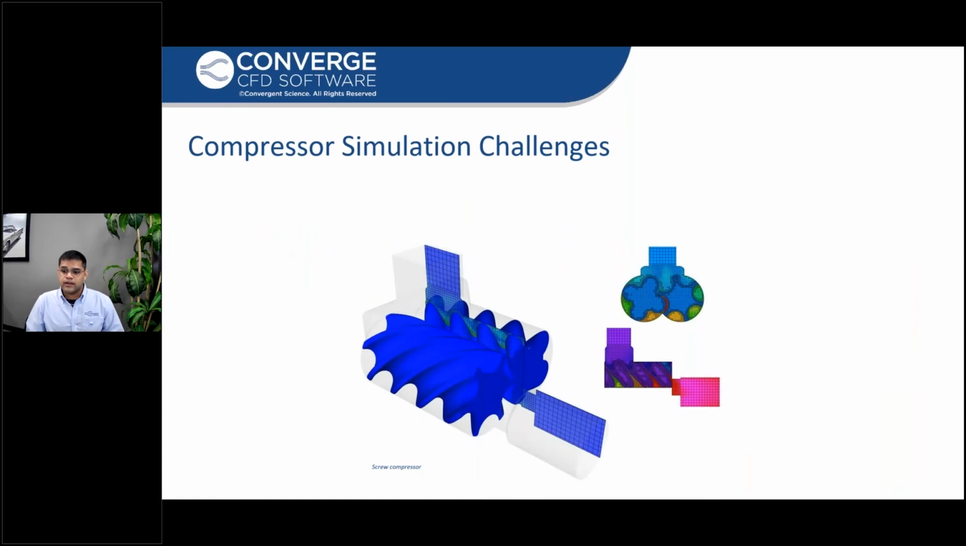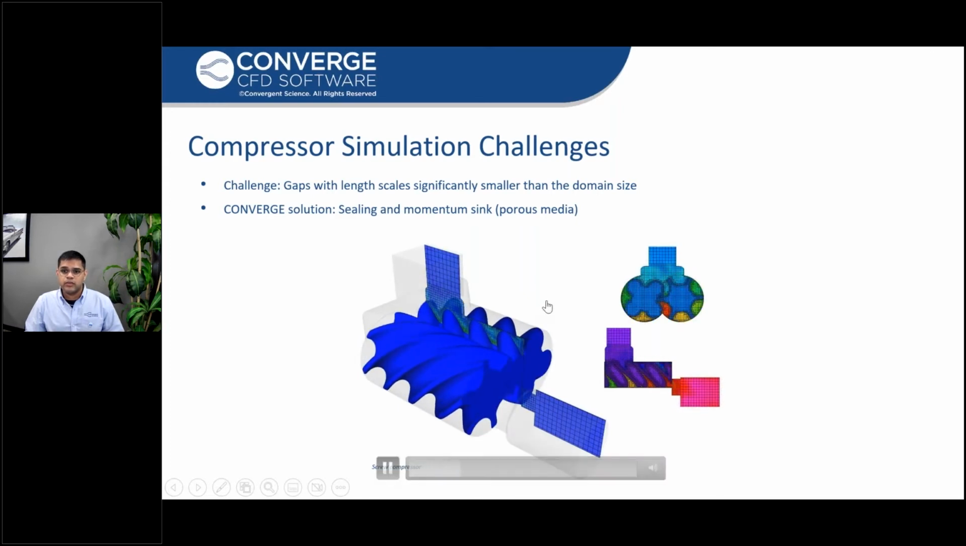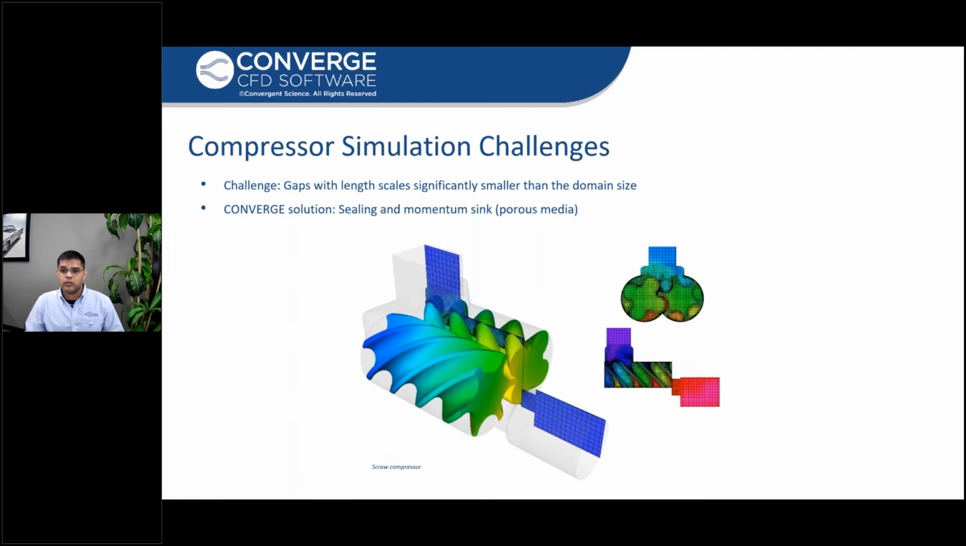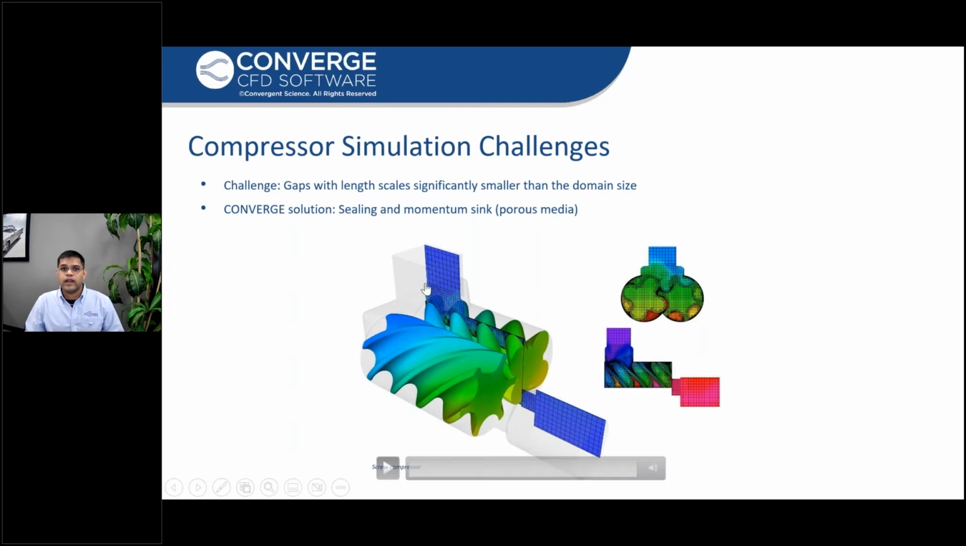So the next challenge, dealing with small gaps which are significantly smaller than the domain size. CONVERGE offers two solutions. One is numerical sealing and another is porous media sink. So here is an example of a screw compressor. On top of the meshing being automated, which helps to mesh those small gaps automatically instead of having to treat them specially, we can also deploy numerical sealing and momentum sink in the form of a porous media.